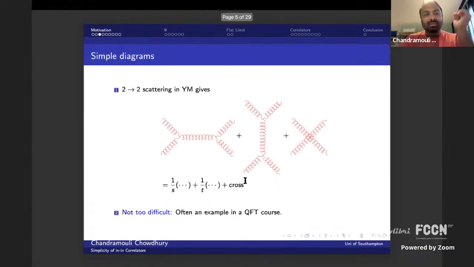Okay. Good. So now just to give you an example of a very simple process, if you just wanted to study the 2-to-2 scattering in Yang-Mills, then you would essentially draw 3 diagrams, with some subtlety about color ordering and so on. But it's roughly of this order, where you have some S channel, a T channel, and some cross term that you can write down. This is not too difficult to compute. You can just do it by hand, perhaps in 5 minutes or something. It's often an example in a QFT course.